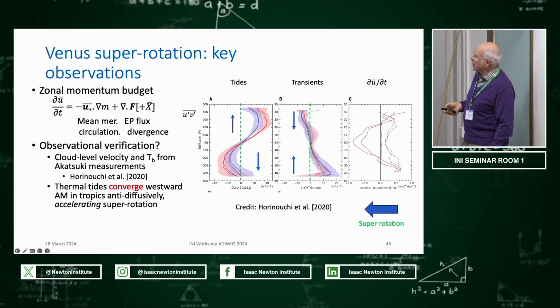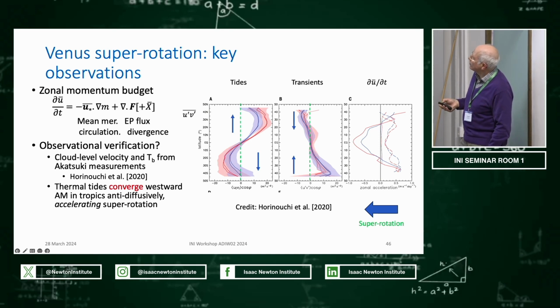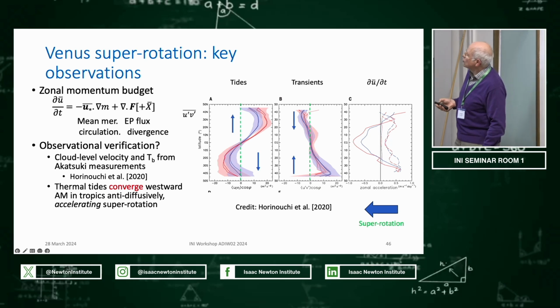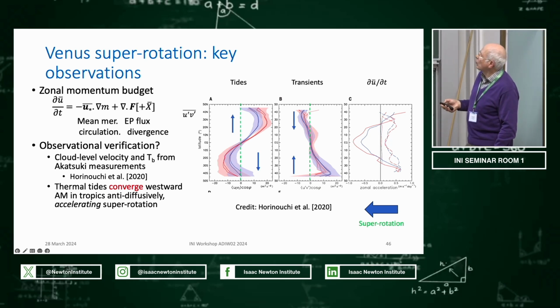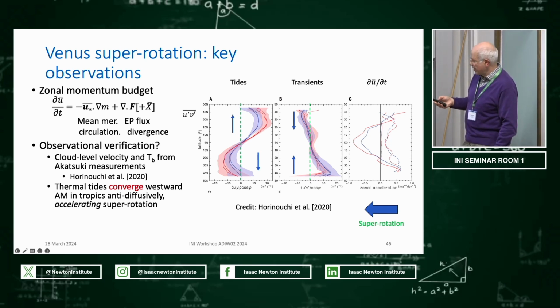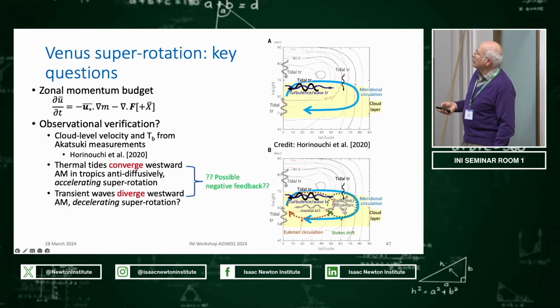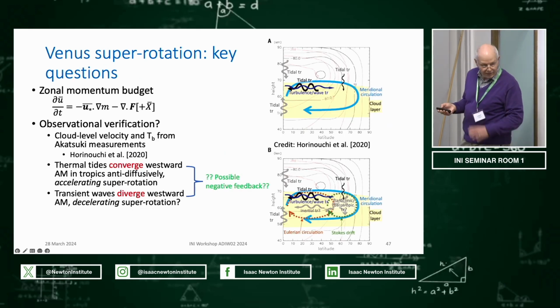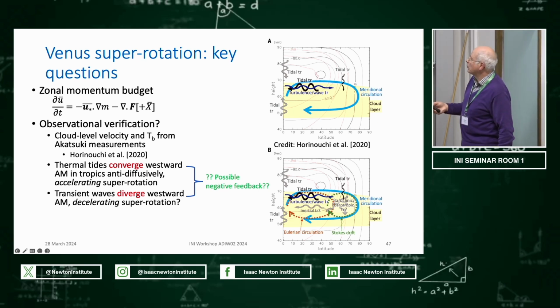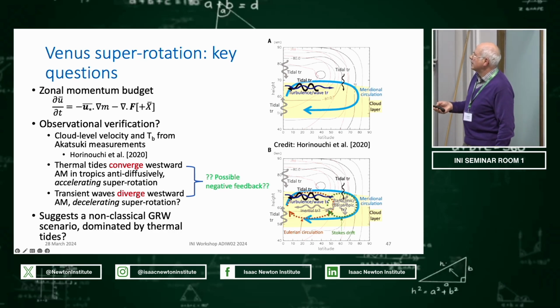Remember, it's got to be retrograde momentum for Venus's atmosphere, essentially accelerating Venus's superrotation in the tropics, whereas the transits are apparently acting in the opposite sense, and they're diverging westward angular momentum. So, I'll wrap up very shortly.